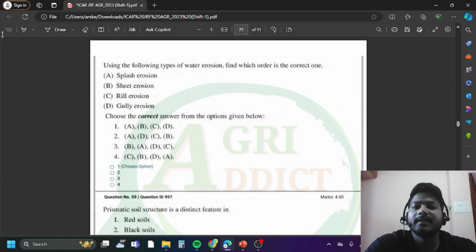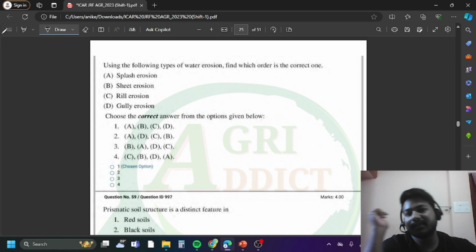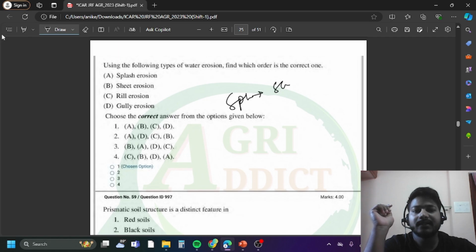Using the following types of water erosion, find which order is the correct one. Splash, sheet, rill, gully. You need to arrange which sequence is correct. So you need to know the steps of water erosion. First splash erosion will occur, after that sheet erosion, after that rill, then gully. So A, B, C and D.